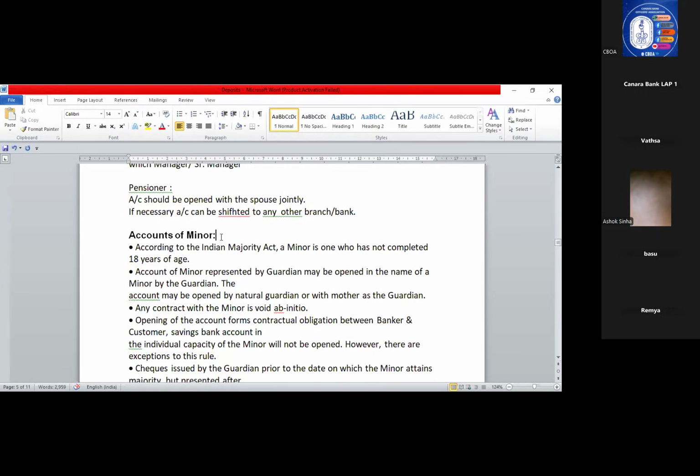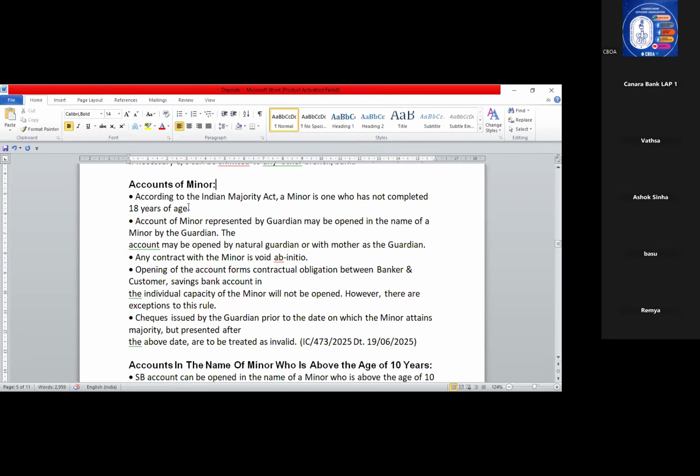Accounts of minor. According to the Indian Majority Act, you know that 18 years is the major. Account of minor represented by the guardian may be opened in the name of the minor by the guardian. Any contract with the minor is void ab initio. Void ab initio means it is from the beginning, from the starting, from the day of opening the account. If we go with any contract, that is why up to 10 years, if we open the account, we should open it with the guardian's signature. Otherwise, the transaction itself becomes void.